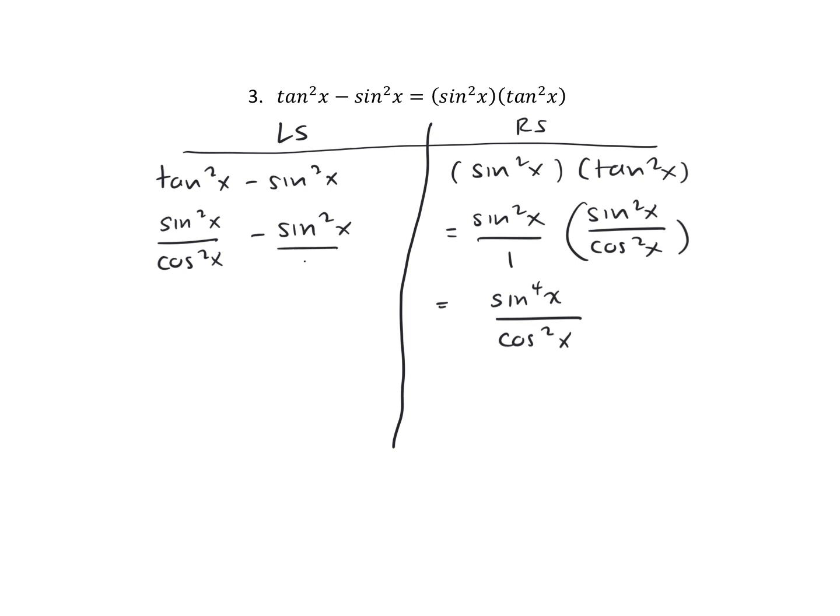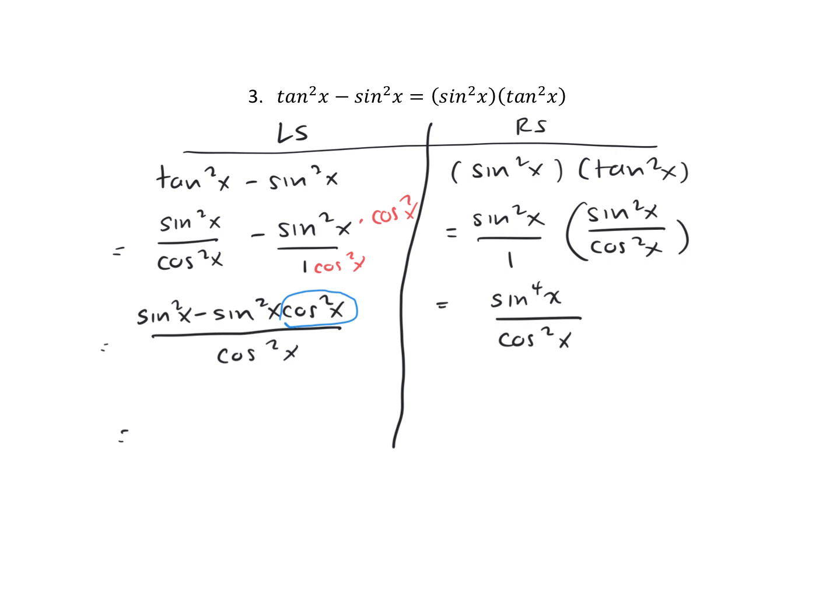Over here, I'm going to get a common denominator, which has to be cos squared x. So this one needs to be multiplied by cos squared x. That gives me sine squared x minus sine squared x cos squared x, all over cos squared x. Looking at the other side, we have the same denominator. Both the left and right side have a denominator of cosine squared x, so that's good. In the numerator, on the right side we only have sine, and on the left side we have sine and cosine.